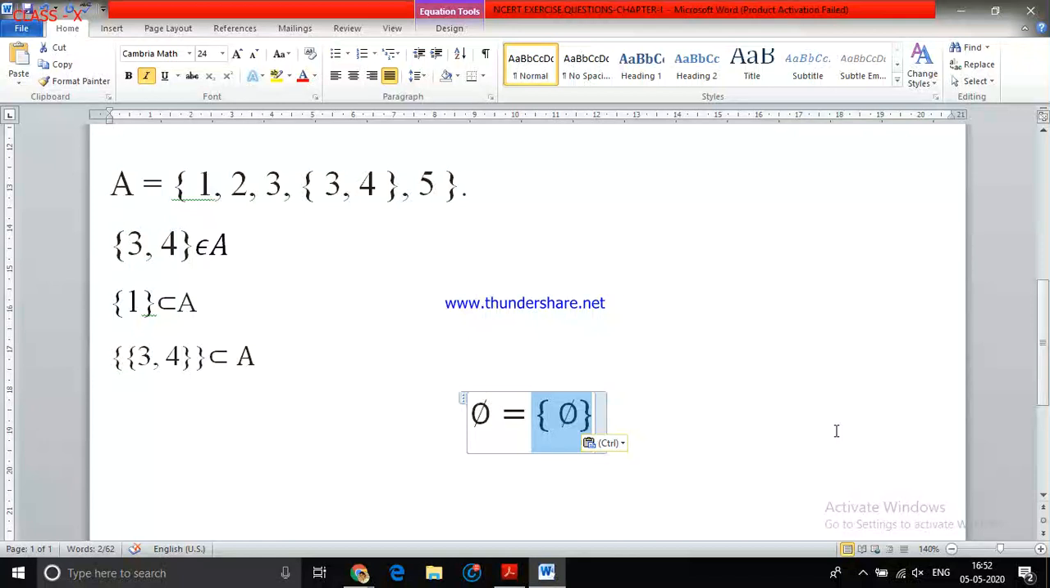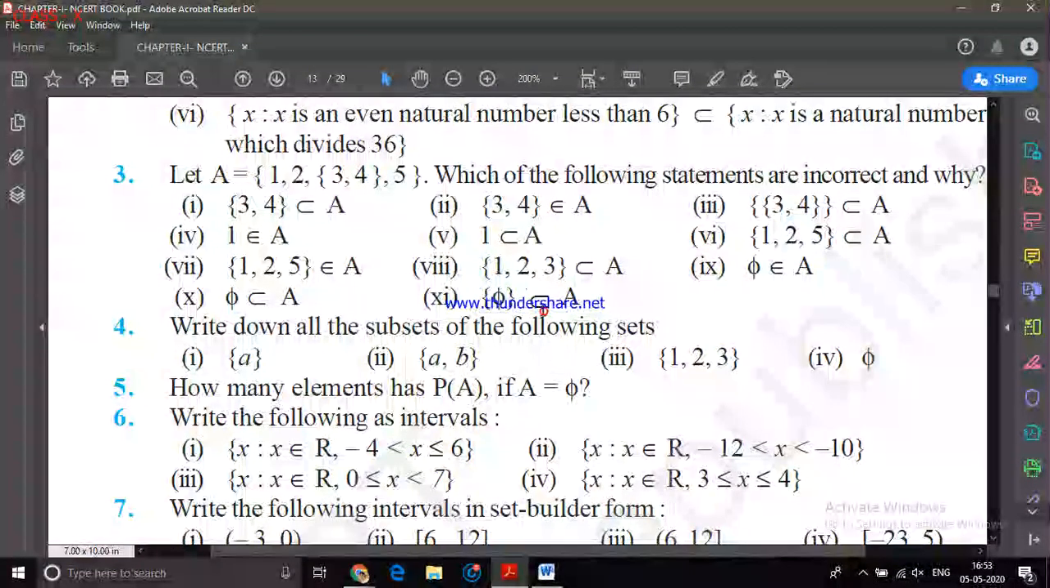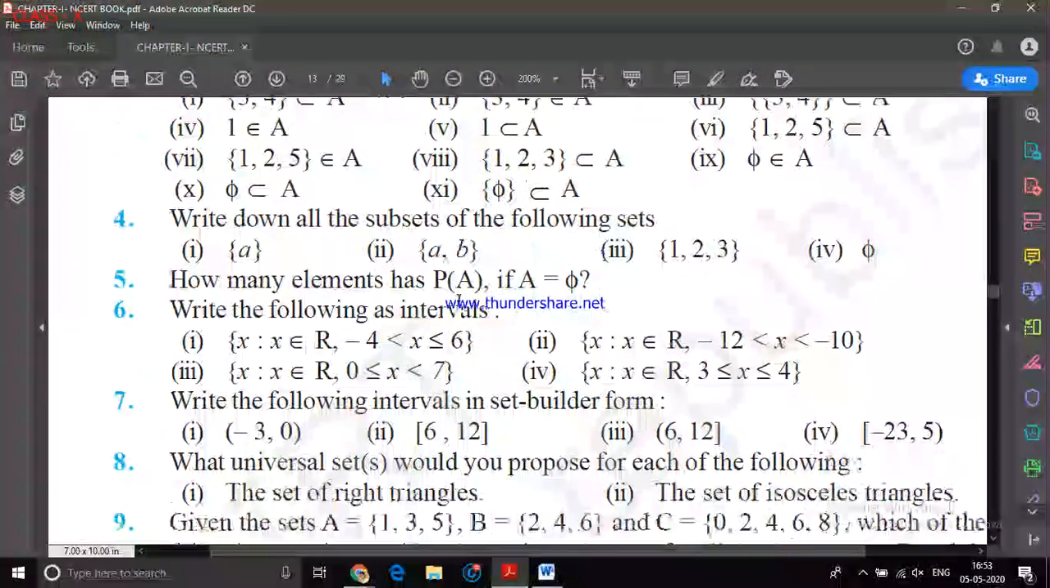So don't get confused. If I want to say empty set, you just use phi, or if you want to represent it symbolically, you can write it this way. This is an empty set. But if I write phi inside the bracket, this is not an empty set. This is a set consisting of one element, that element is the Greek symbol phi. So be careful. So the 11th one is also wrong.